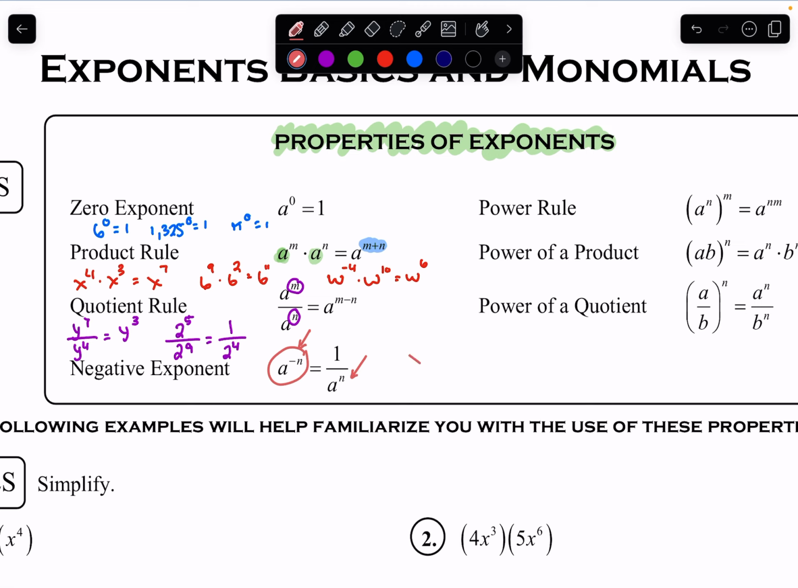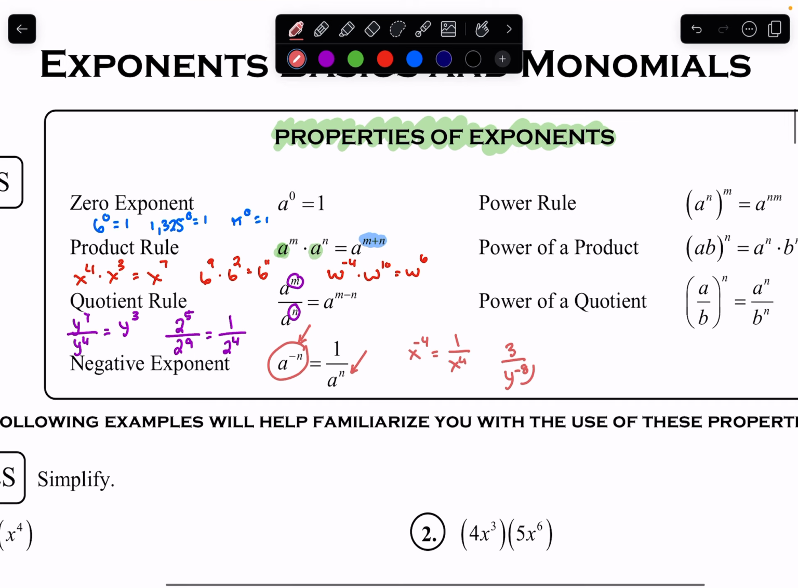So if I have x to the negative 4, I can rewrite that as 1 over x to the 4th. All I have to do is move it to the bottom of a fraction. If it's already on the bottom, let's pick something else. Let's do 3 over y to the negative 8. The negative is on the bottom of the fraction. I can move it to the top by making it a positive 8, like that: 3y to the 8th. The y and the 8 move to the top, and it becomes positive. Okay, we love this rule because we do not like negative exponents, and this cleans them up. It gets rid of them.